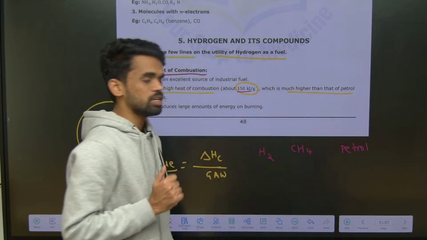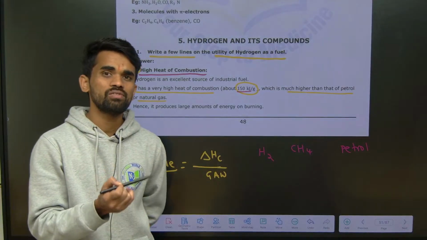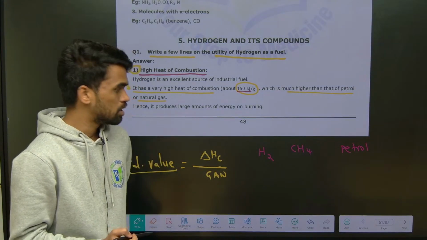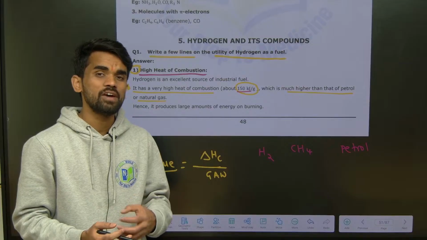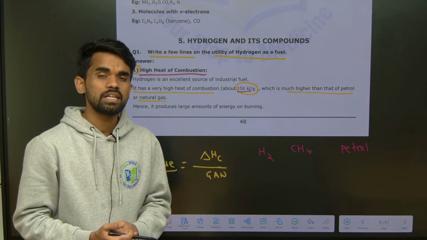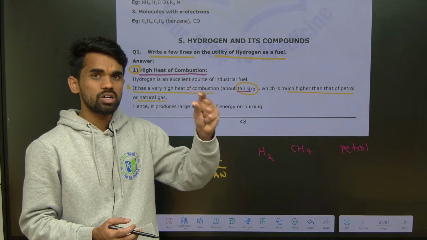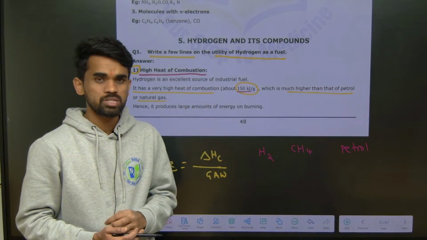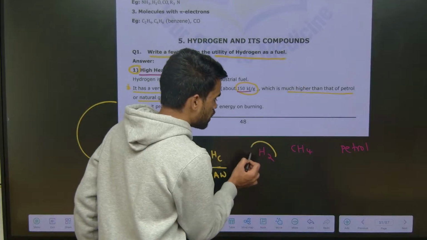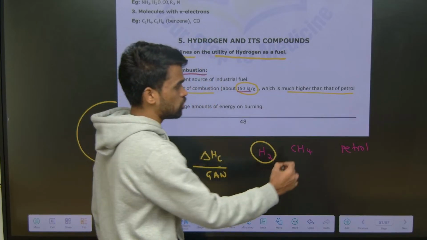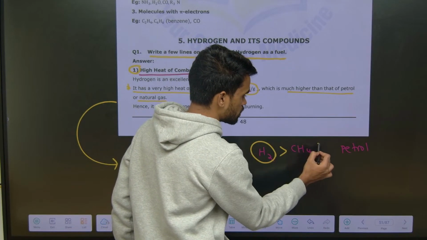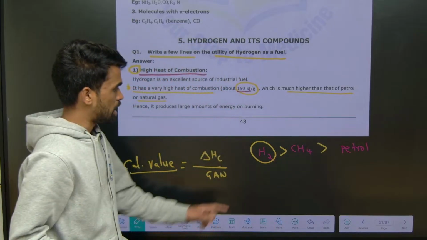Four names I am mentioning, and I am asking you which is the best fuel we can consider here. The best fuel can be decided based on its efficiency, or the amount of heat released upon combustion. That is what the calorific value means: the amount of heat released per gram of the substance. The calorific value of hydrogen is very high when you compare with these. So this will be the order. The calorific value order will be like this.